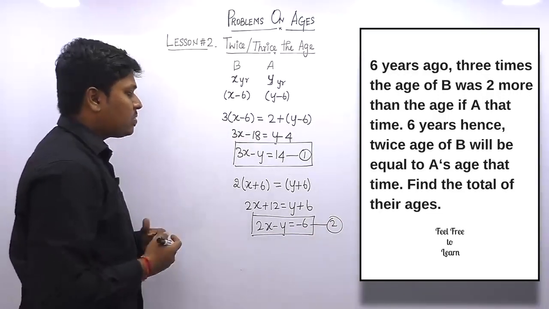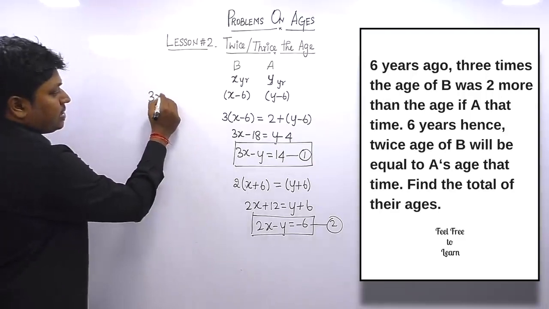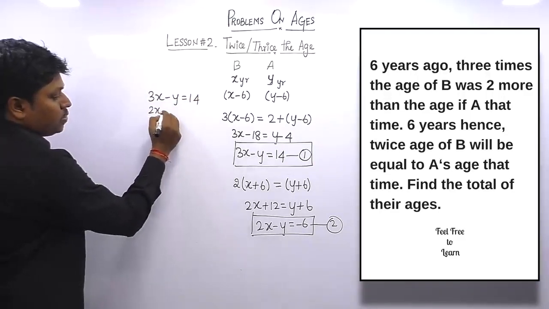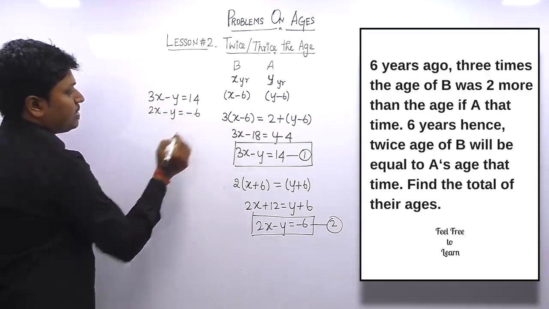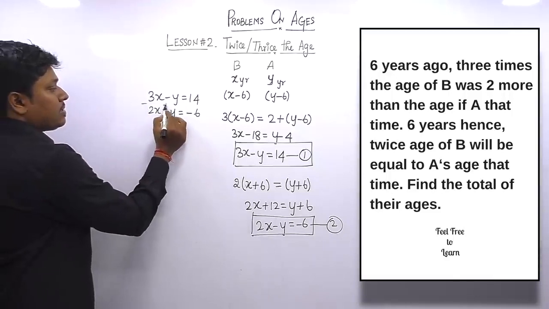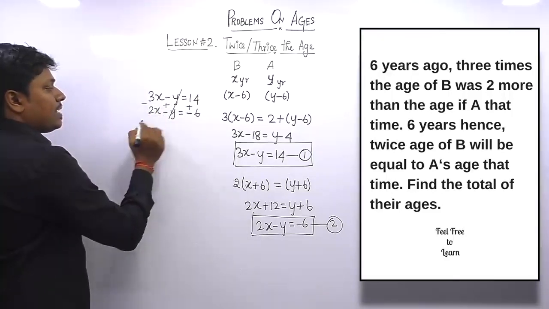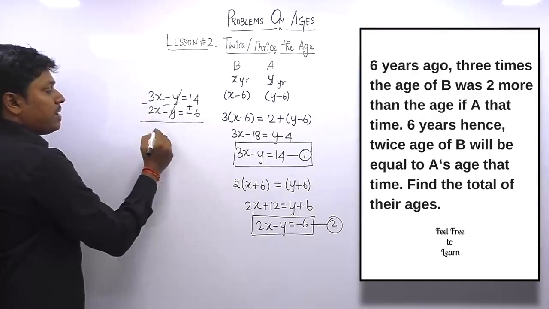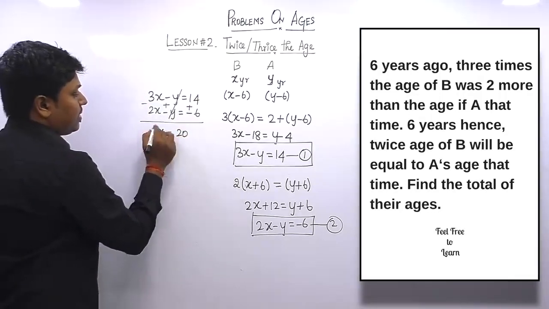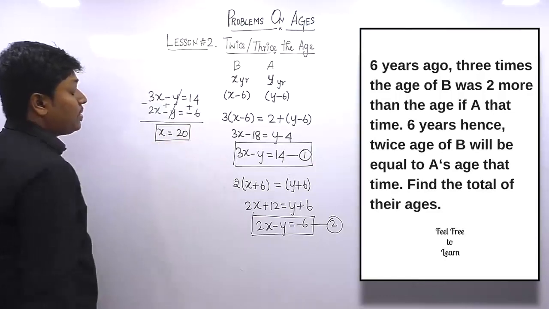No other way, we need to solve both the equations. The first equation is 3x minus y is equal to 14, and the second equation is 2x minus y is equal to minus 6. So we can subtract both the equations, so that we can cancel both the y terms. 3x minus 2x will be x, and 14 plus 6 will be 20. So finally we can say that the value of x will be 20.